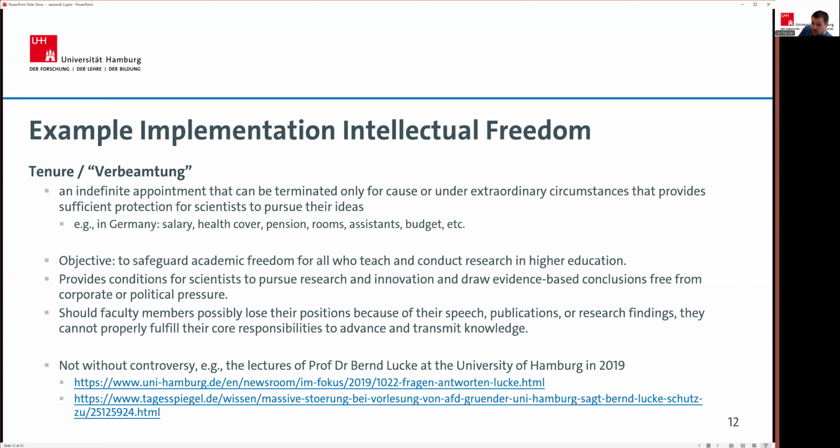You get a salary, you get a health cover, even for your kids. You get a very good pension. You do get rooms at the universities, you get assistants, you get staff, you get a budget, all these sorts of things. So basically all the equipment that you would reasonably need to do research without having to ask for anything else. So the very idea in Germany and in other places is to safeguard academic freedom for all who teach and conduct research in higher education. So the basic idea is that you don't have to worry about material things.